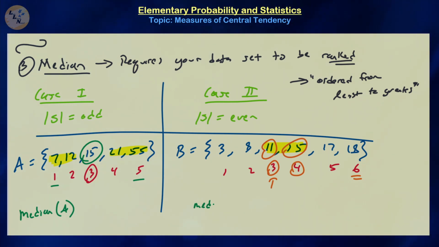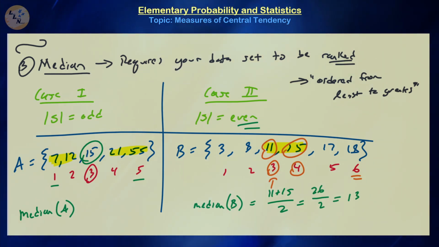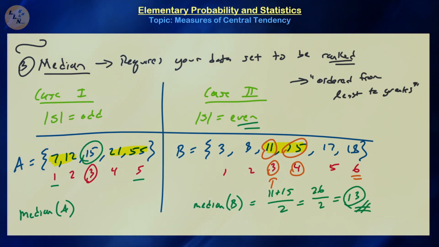So the median of an even cardinality set is not necessarily in the set, right? Because as we can see, 11 plus 15 is equal to 26, and 26 divided by 2 is 13, which is not in the set, but this is what we typically refer to as the median of this particular set. So for the first one here, the median is equal to 15, and for the other one, the median is equal to 13, right?